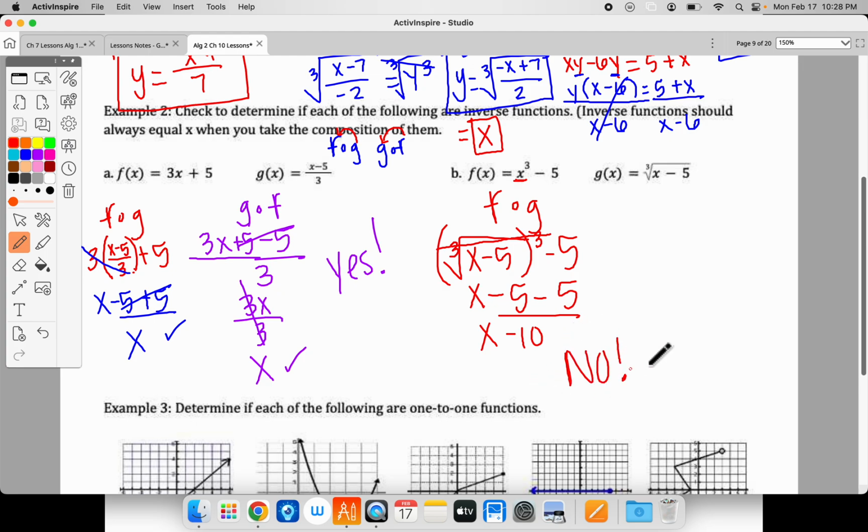You can check g of f if you want to. I'll show you what that would look like. If you plugged in F, negative 5 minus 5 again is negative 10. This cubed and cube root do not cancel because I can't cube root 10 as well. The only reason this one canceled is because the whole group was being cubed, not just a single number. So this doesn't simplify any further, so this doesn't work as well. So if it gives you x, those are inverses. If it does not give you x, if it gives you anything else, they're not inverses.